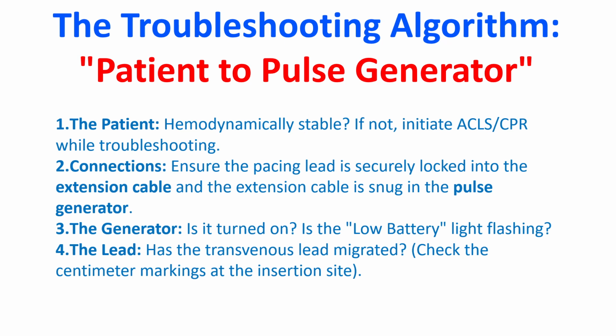Is the patient hemodynamically stable? If not, initiate ACLS CPR while troubleshooting. Ensure the pacing lead is securely locked into the extension cable and the extension cable is snug in the pulse generator. Is the pulse generator turned on? Is the low battery light flashing? Has the transvenous lead migrated? Check the centimeter markings at the insertion site.